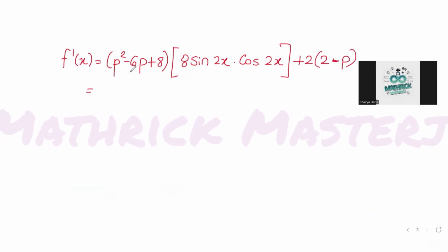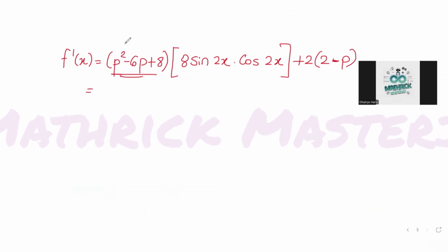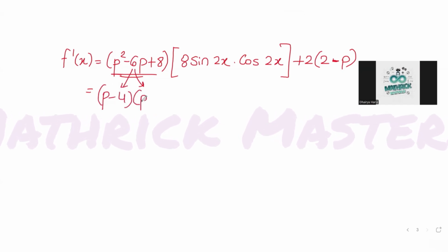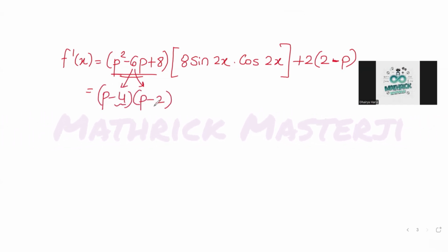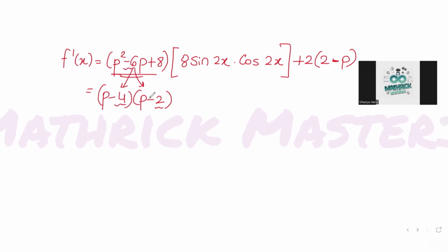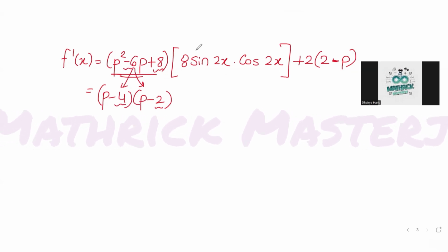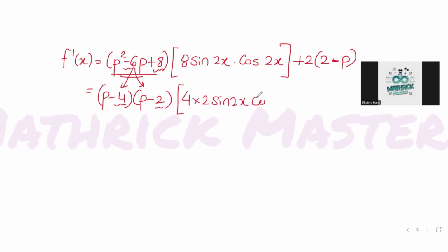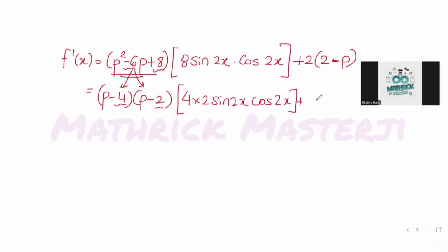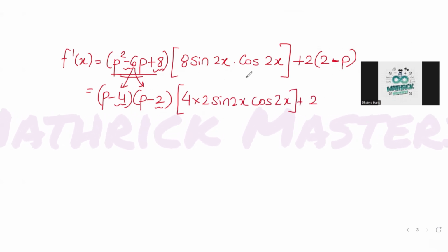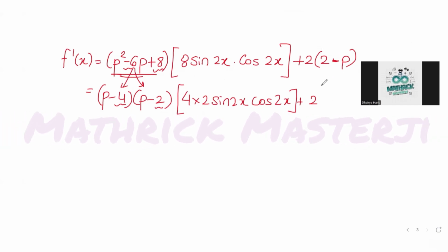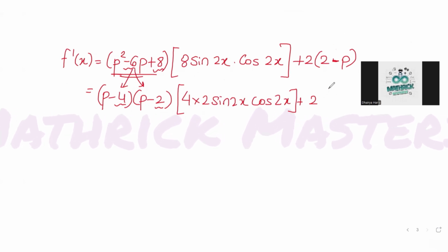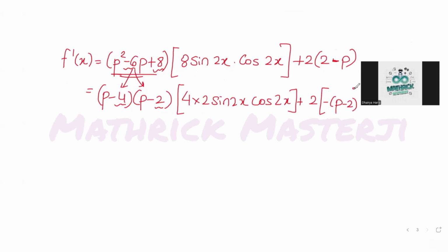Now to simplify further, I can factorize this quadratic as (p minus 4) and (p minus 2), because minus 4 and minus 2 give me minus 6, and minus 4 times minus 2 gives me positive 8. And I can write this 8 as 4 times 2 sine 2x cos 2x, plus 2 times (2 minus p). Because I have one bracket p minus 2 here, I can take that negative sign out and write that in terms of p minus 2.